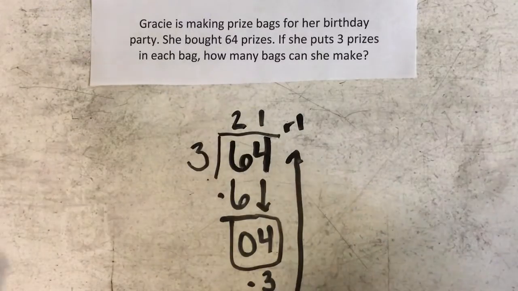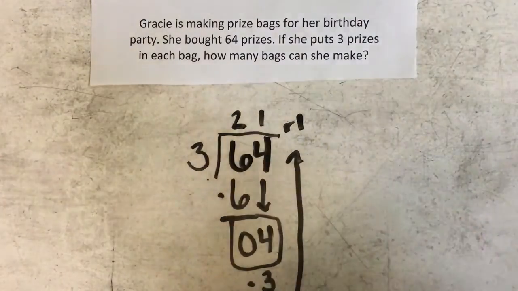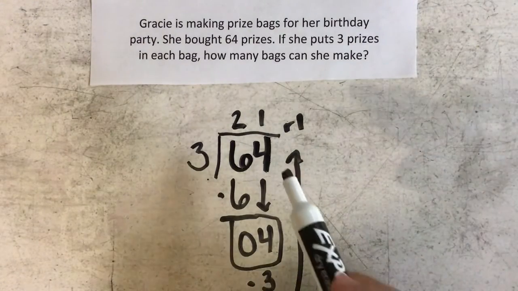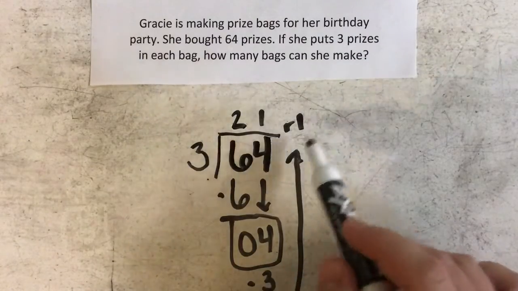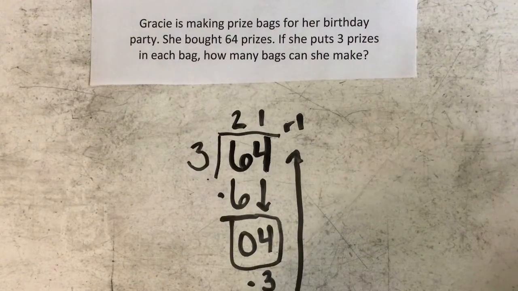Well, 21 remainder 1 is the answer to my division problem, but if I'm answering how many bags Gracie can make, 21 remainder 1 doesn't really make sense. It doesn't give me an actual answer. So what I have to do is interpret my whole number and my remainder and decide how I need to answer this problem.